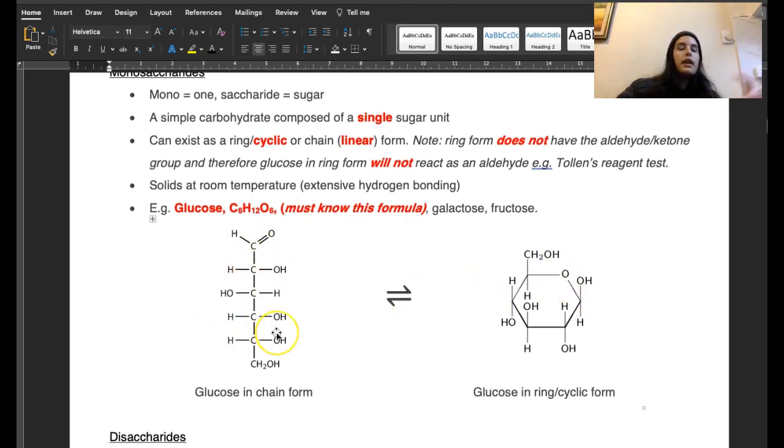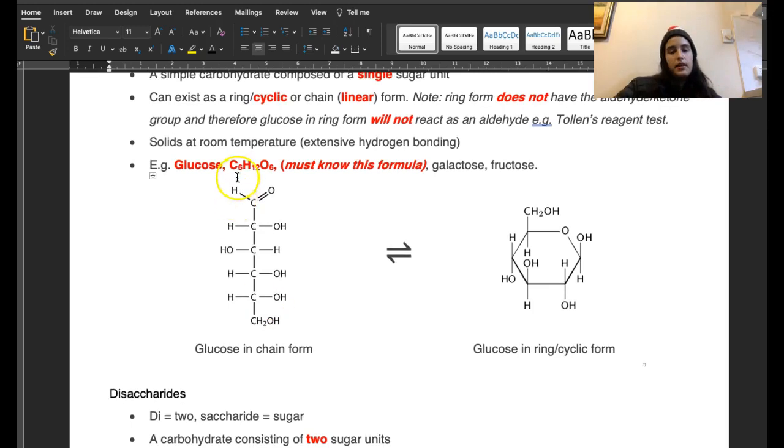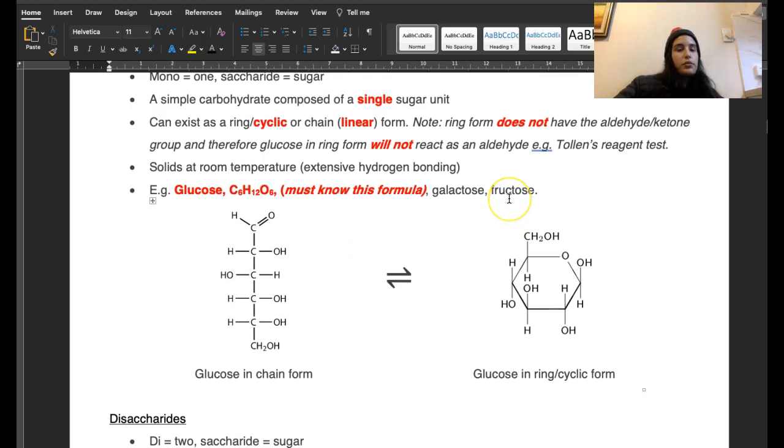Now, glucose is a relatively small molecule and it has lots of hydroxyls. It has great ability to hydrogen bond, so it's often a solid at room temperature because it's got great bonding between the different molecules. Examples are glucose. Please know that. You will if you're doing biology, but you do need to know that. Galactose, fructose, but just know that one. Fructose, you also know the molecular formula for because you know that it's a structural isomer of glucose.